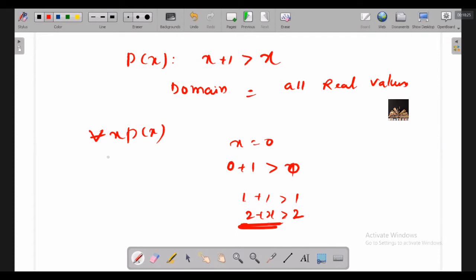So in this case, for all x, P of x is true. Note down: for all x, P of x is true.